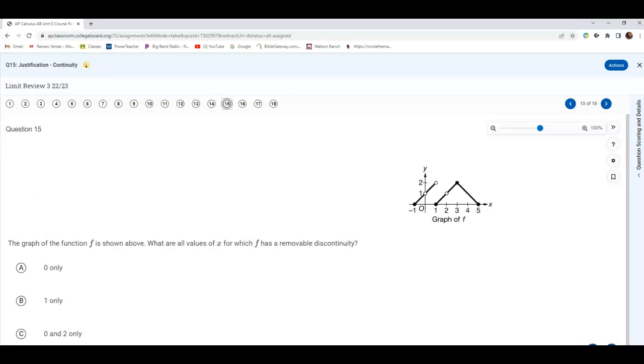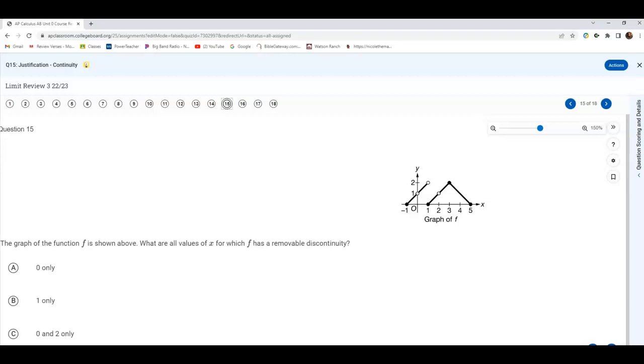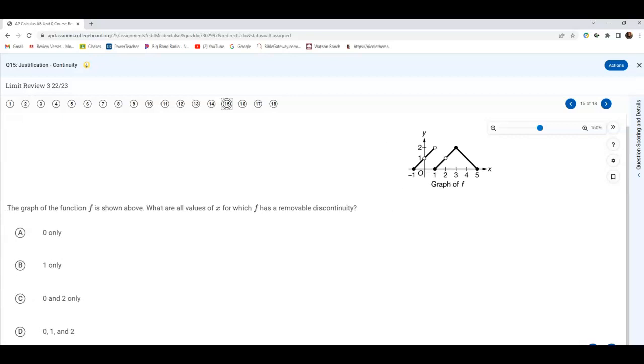All right, let's go ahead and take a look at question 15. The graph of the function f is shown above. What are the values of x for which f has a removable discontinuity? Removable discontinuities are discontinuities where the limit exists, even though there's still a discontinuity.